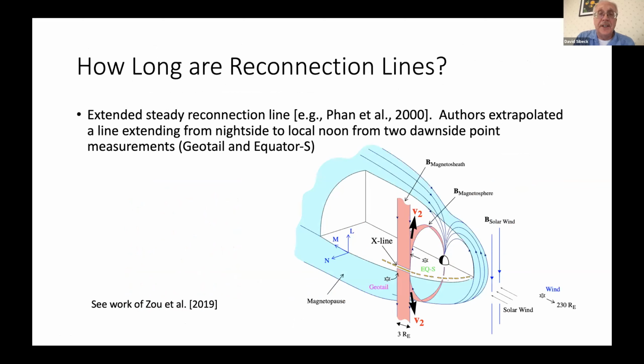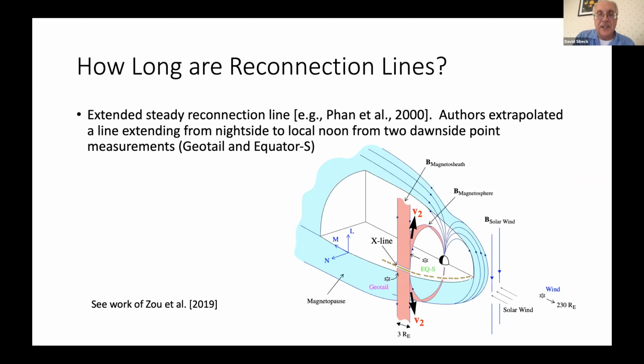Here is a deduction based on two dawn side observations of a reconnection line that occurs from the night side all the way to the subsolar point. That, of course, is an extrapolation. We unfortunately, at the present time, don't have multi-point observations capable of telling us where and when the reconnection extends, although people have used ground-based and space-based measurements. Zhu, for example, has worked on this problem. It's an open area of research.